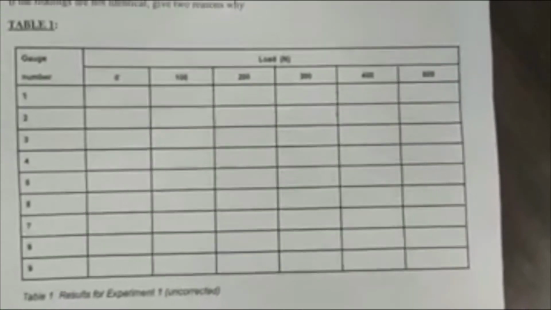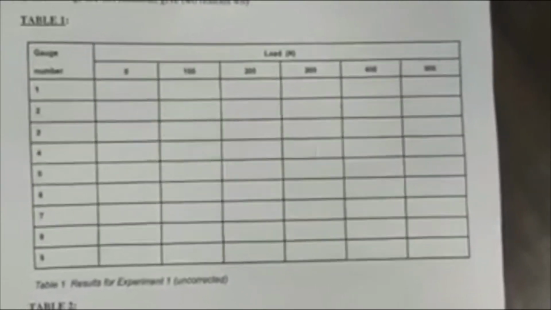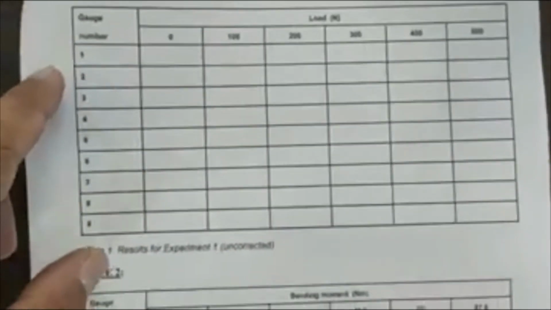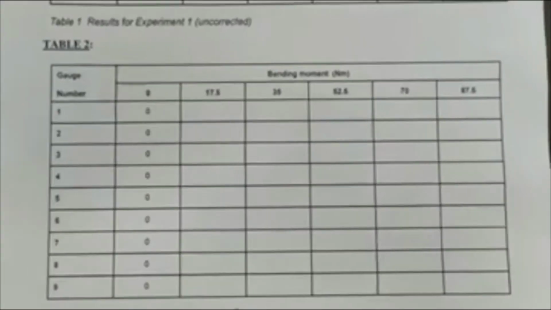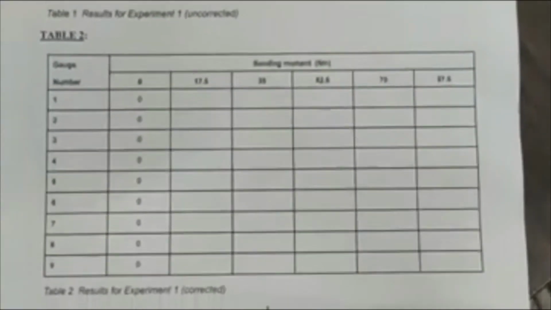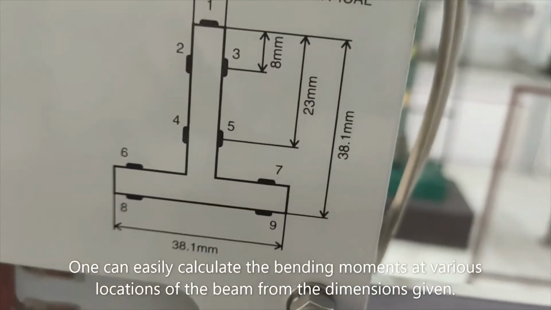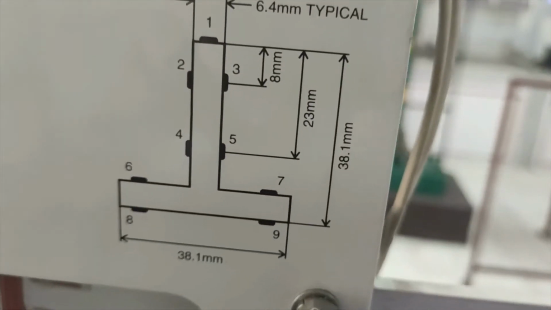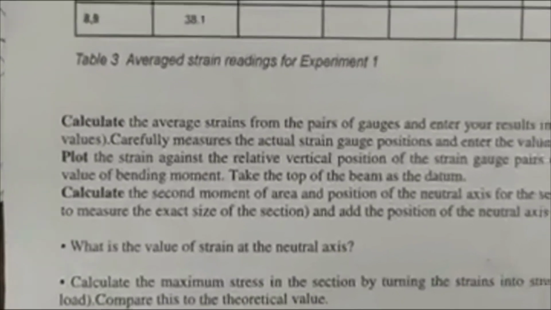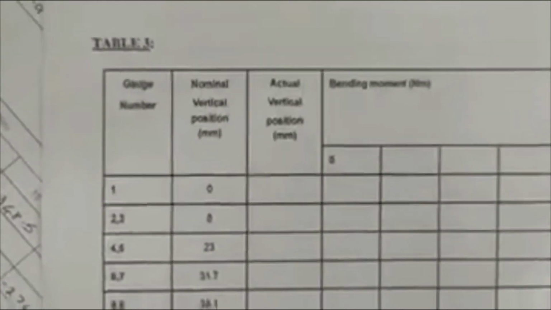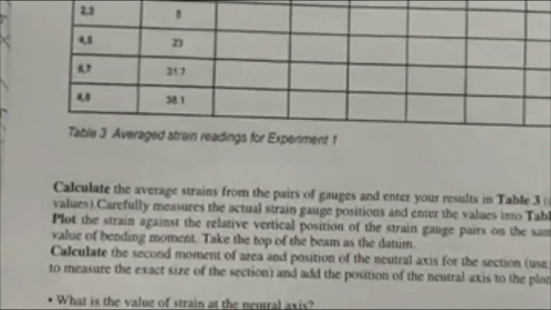The readings of the experiments should be recorded in this sort of table, where you have to record the readings of strain gauges 1, 2, 3 up to 9 at various loads starting from 0, 100, 200 up to 500. Then in a second table you have to convert these readings to bending moment. As the dimensions of the beam will be provided to you, you have to calculate the average strains from the pair of strain gauges and enter them in table number 3 in this way. This manual will be provided to you.